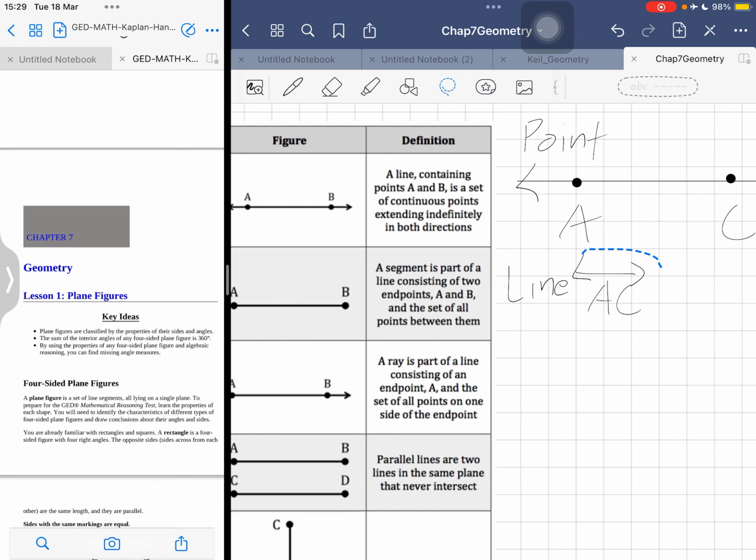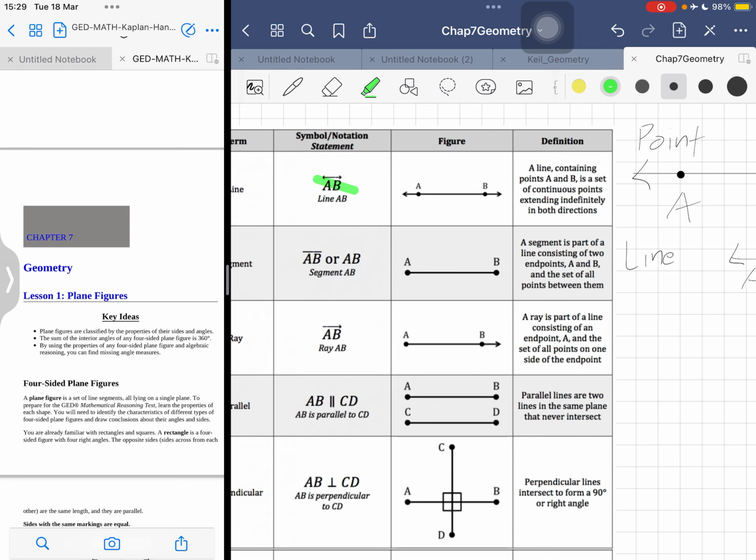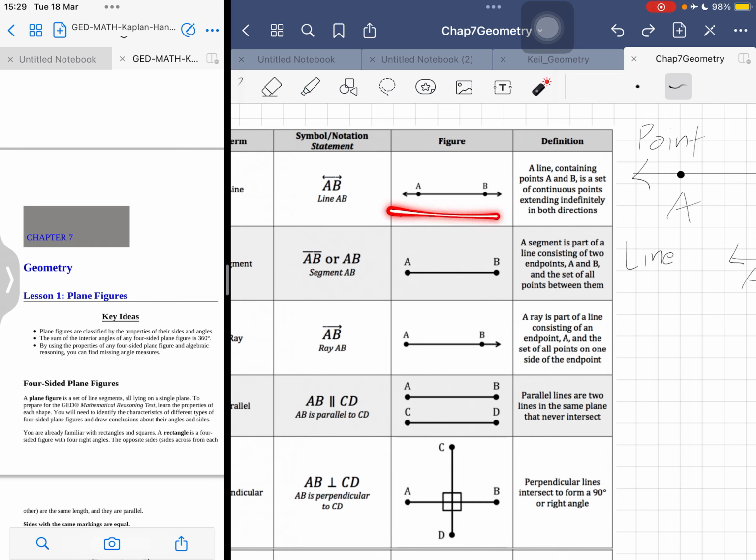Let me fix it first. Or if you look at the example we have here, line AB. As you can see in the figure here, there are two points, point A and point B, and they are connected together. This is called line AB. So, continuous points extending indefinitely in both directions.